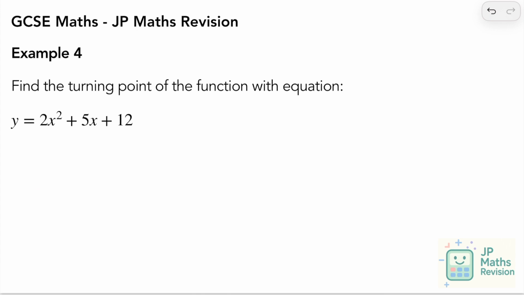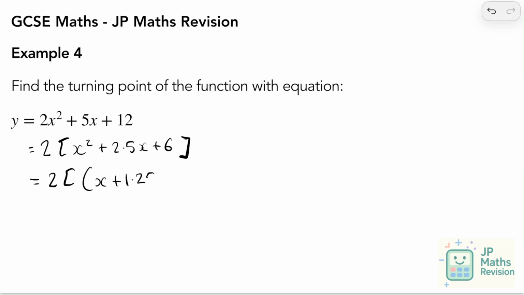This example here, we have a non-monic quadratic, so we need to start off by factoring out the 2. So if we factor out the 2, we get 2 bracket x squared, and then we need to divide everything by 2, so we get plus 2.5x and then plus 6. And then we need to complete the square of what's in the bracket, so it's going to be (x + 1.25)², and then we need to minus 1.25 squared, and then add on the 6.